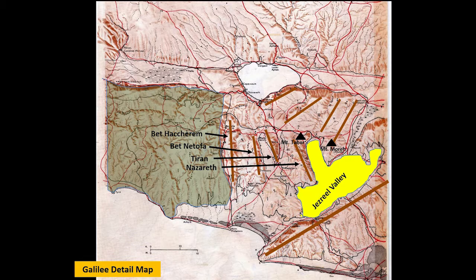And on the eastern end of the Jezreel Valley is Mount Gilboa, which we've already talked about. It actually is at the northern end of the Judean Ridge. Now this plays a role in the events of Saul's life.